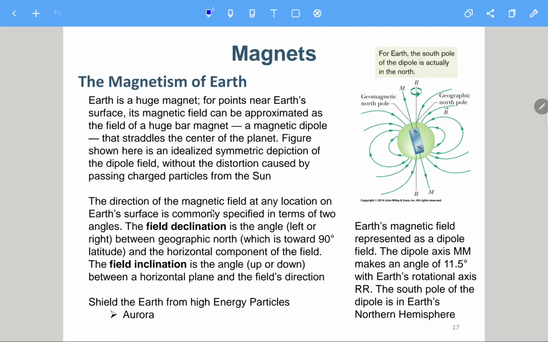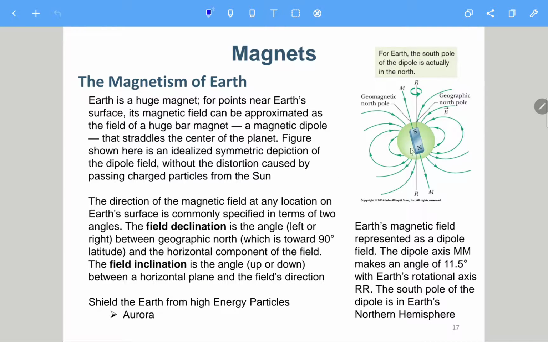The direction of the magnetic field at any location on the Earth is commonly specified in terms of two angles. The field declination is the angle found between the geographic north, which is toward 90 degrees latitude, and the horizontal component of the field. The field inclination is the angle up or down between the horizontal plane and the field direction.